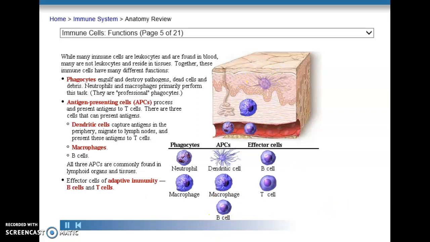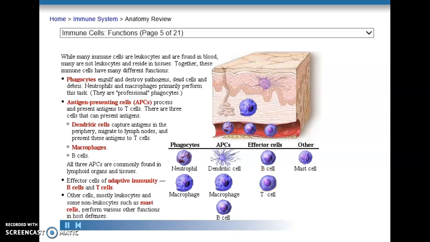A third group of immune cells consist of the effector cells of adaptive immunity, the B cells and T cells that were introduced in Topic 1 and which will be discussed in detail in Topics 4 through 6. Click the T cell to see where it is found.